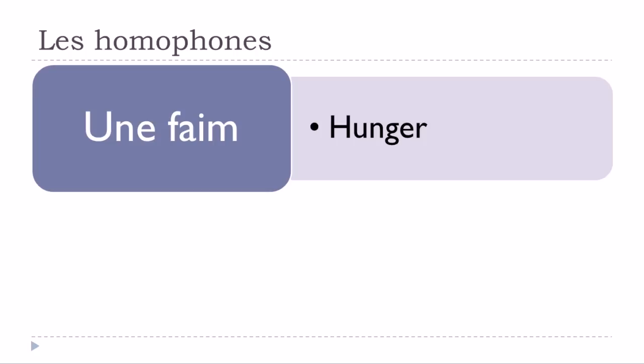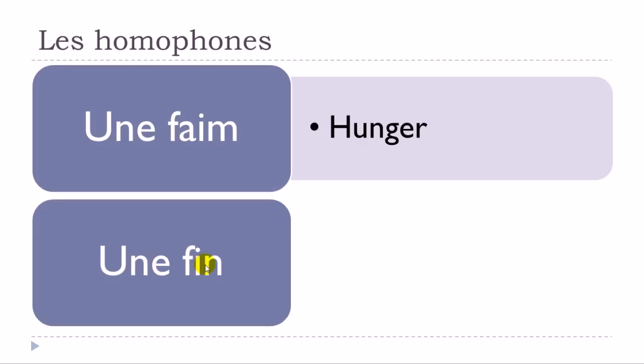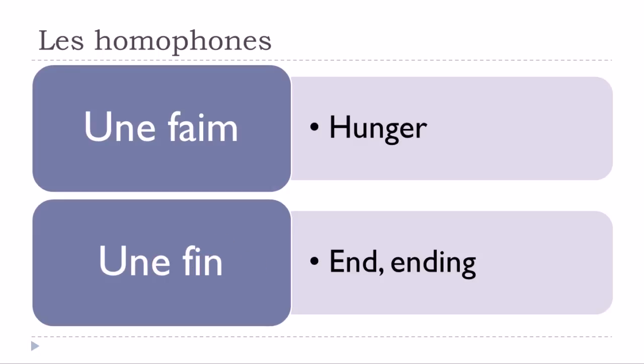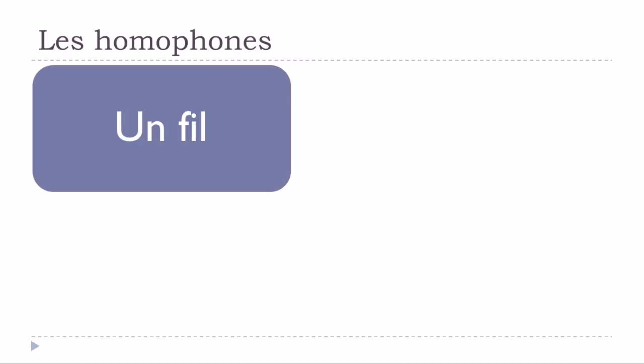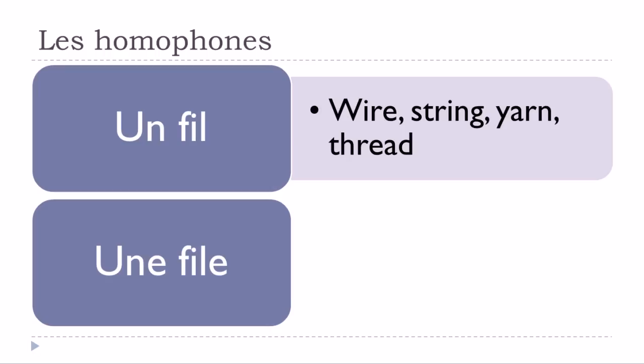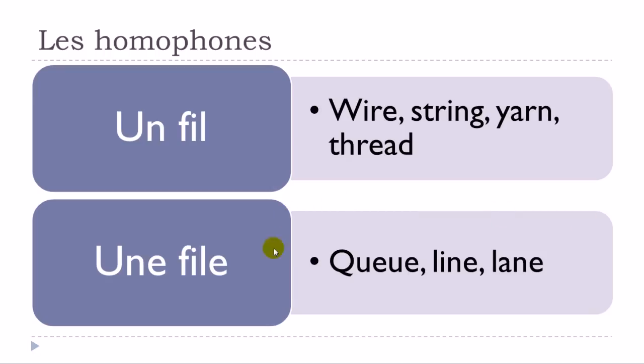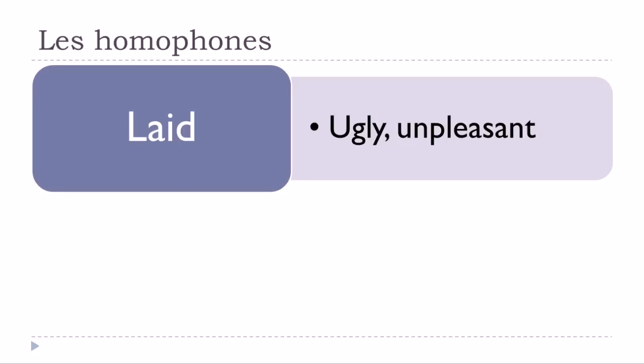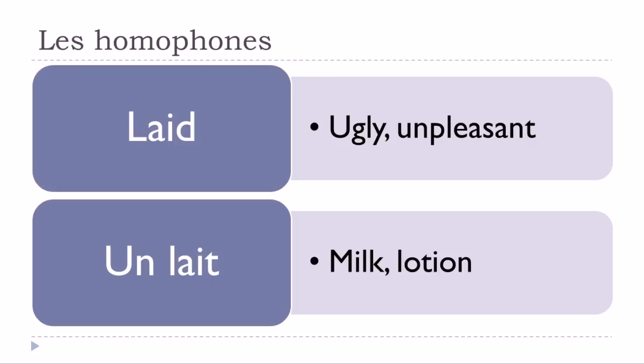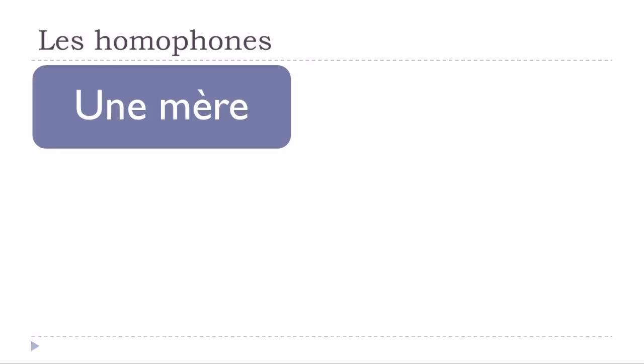Une fin. And then, une fin. So phonetically the same. Un fil. Une file. Don't mix it with une fille, because you get the double L, but in that case you get only one, so une file. Un fil, une file. Lait. Un lait. So the only difference is the final letter here, you don't pronounce it, and here you don't pronounce it either, so phonetically you only have this le. Une mère. Une mère.